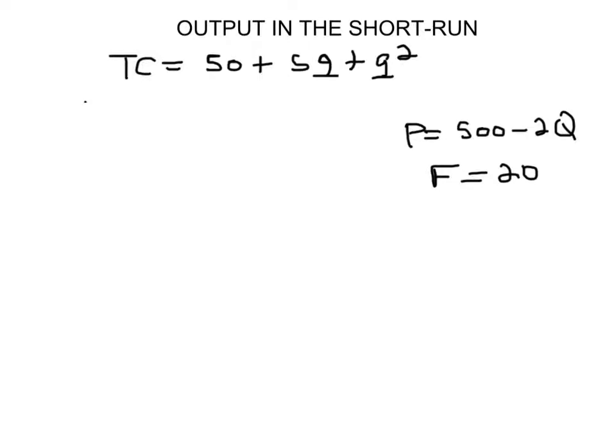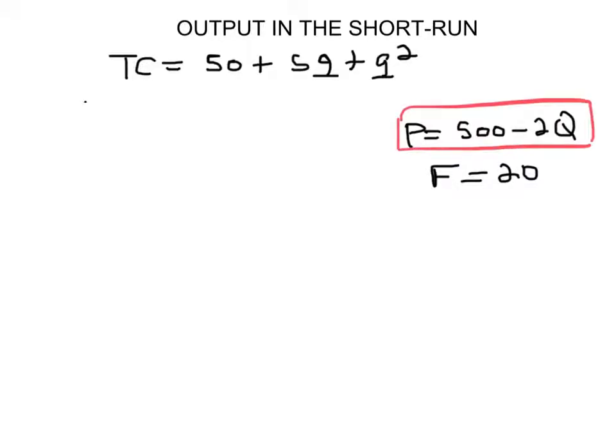Now the last thing we have to do here, in the short run, is to connect the firm situation with the market situation. So let's do an example of what we are talking about. Let's say that I knew that at the market level, the demand in this market was 500 minus 2Q, right? So it will be this one here.